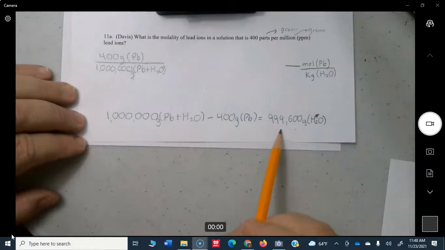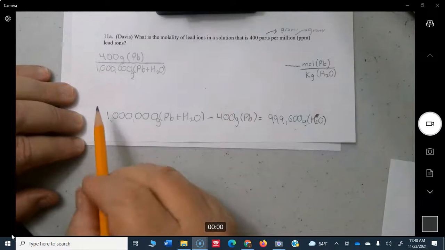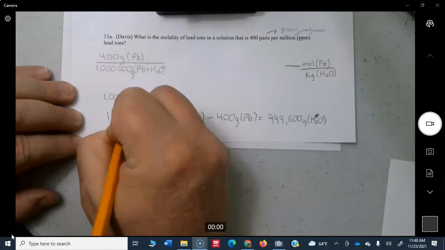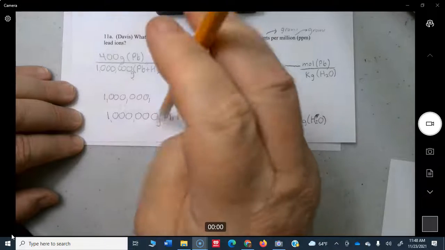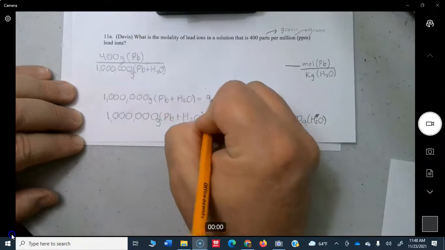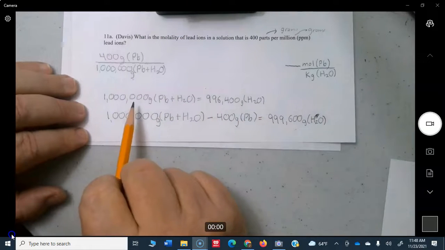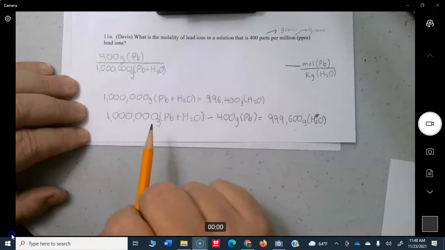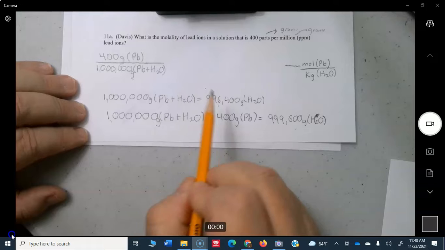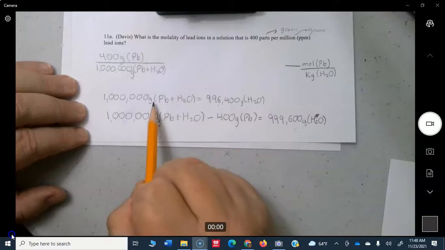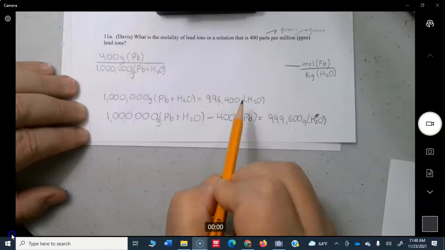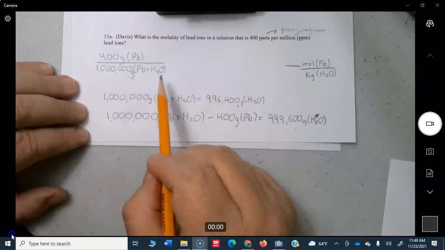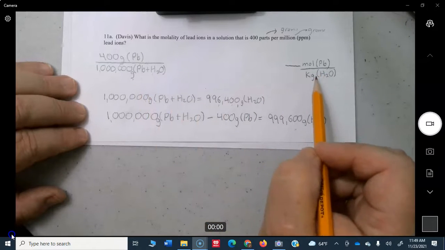Well, from this we know that we have the following relationship. That for every 1,000,000 grams of the solution, Pb plus H2O, we have 999,600 grams of H2O. So now we can turn that into two conversion factors right there. This one over this one, or this one over this one. So what we want to do first is get rid of Pb plus H2O down here and come up with just H2O.